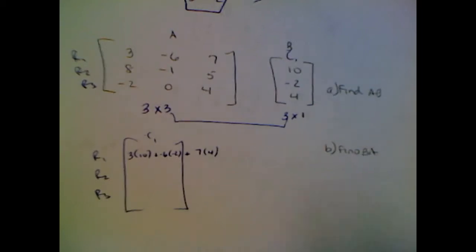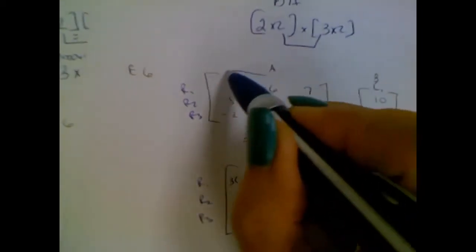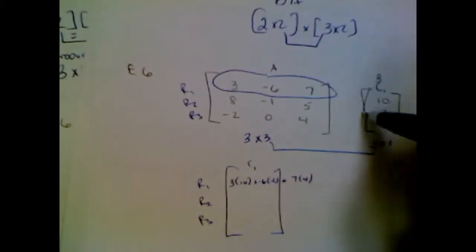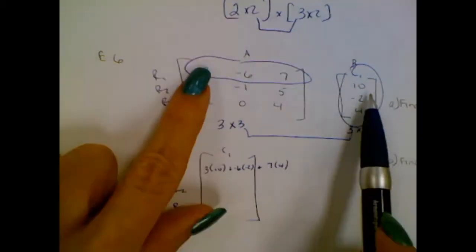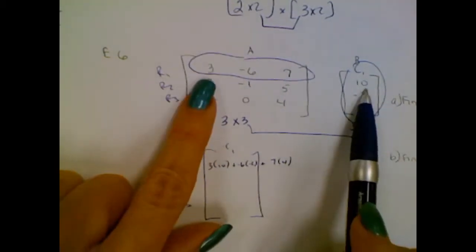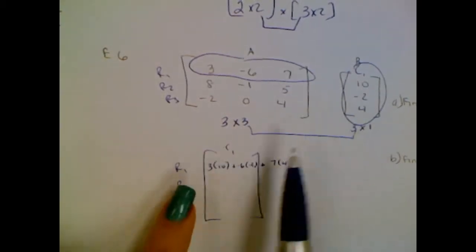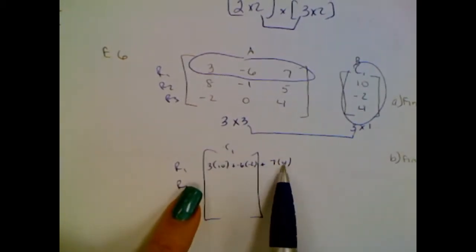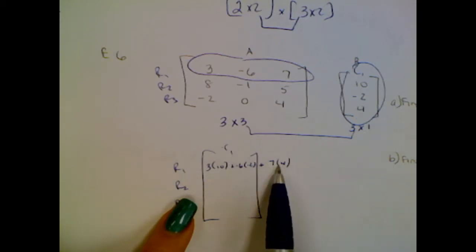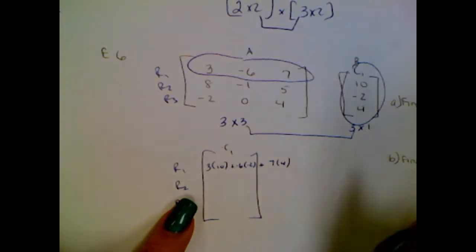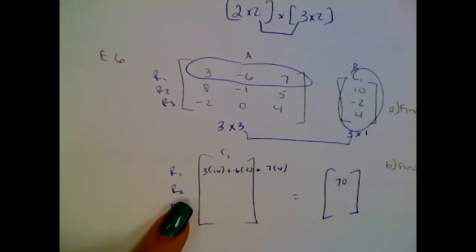All right. So you guys have the answer. Let's do it by hand. Are you guys ready? So what you're going to do is row 1 times column 1. Well, there is only one column over here. So it's 30. I have it right here. 3 times 10, plus negative 6 times negative 2, plus 7 times 4. I have it all written right here. And that is 30, 42, and 28. That's 70. Is that what you guys got for your first number?